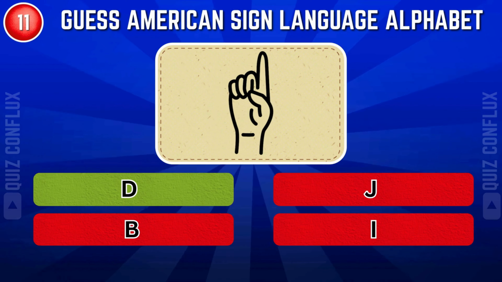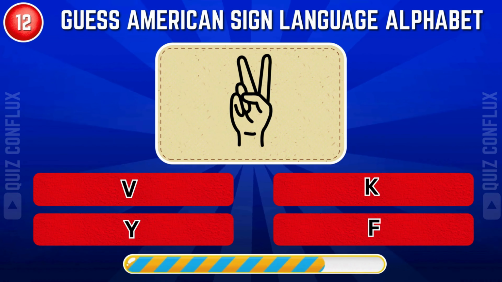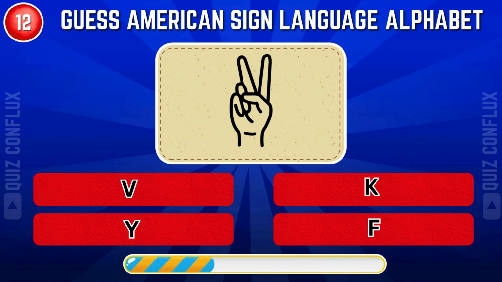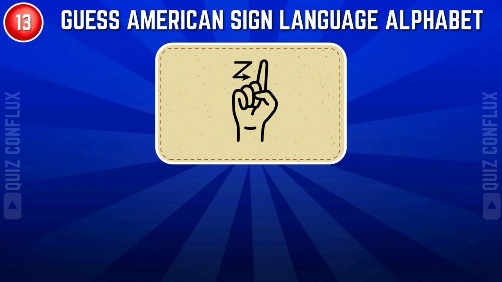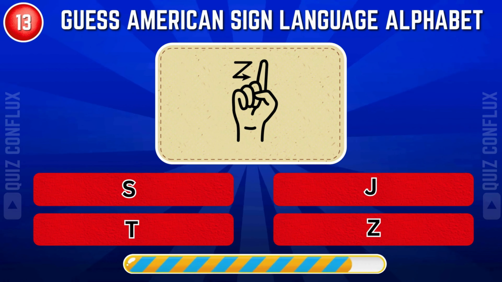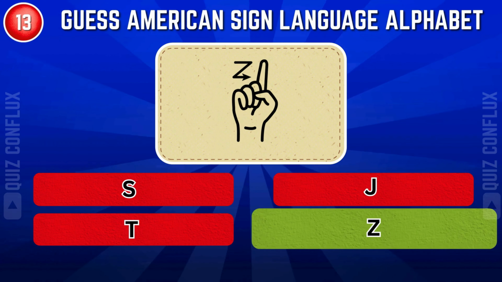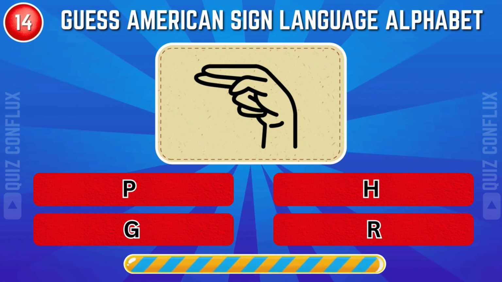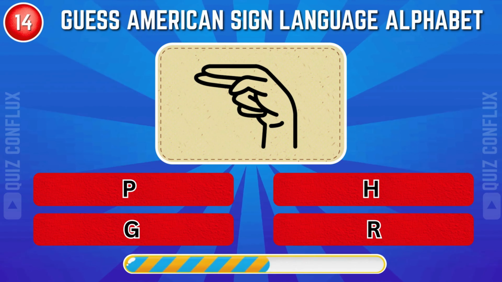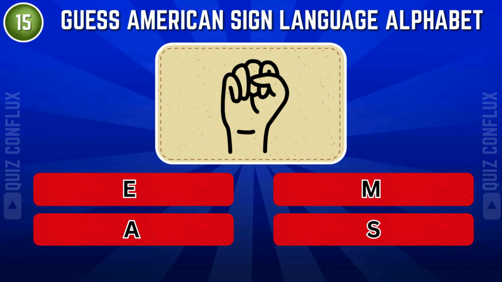Good job. That's D. Guess the ASL alphabet shown. Great. That's V. Which letter hand sign is this? Yes, it's Z. Identify this American Sign Language. Nicely done, that's H. Guess which ASL letter is shown.